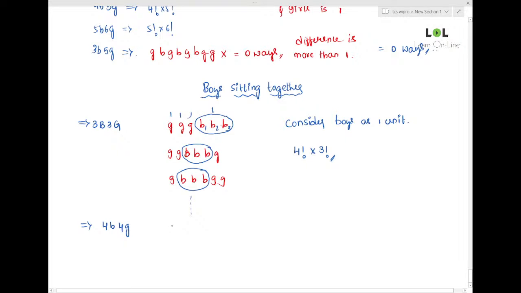Consider all boys as one unit. Girl, girl, girl, girl, boy, boy, boy, boy. Consider all boys as one unit. So 4 girls plus 1 unit of boys will make 5 units, 5 factorial. So we can arrange boys among themselves. That will be 4 boys, 4 factorial is my answer.